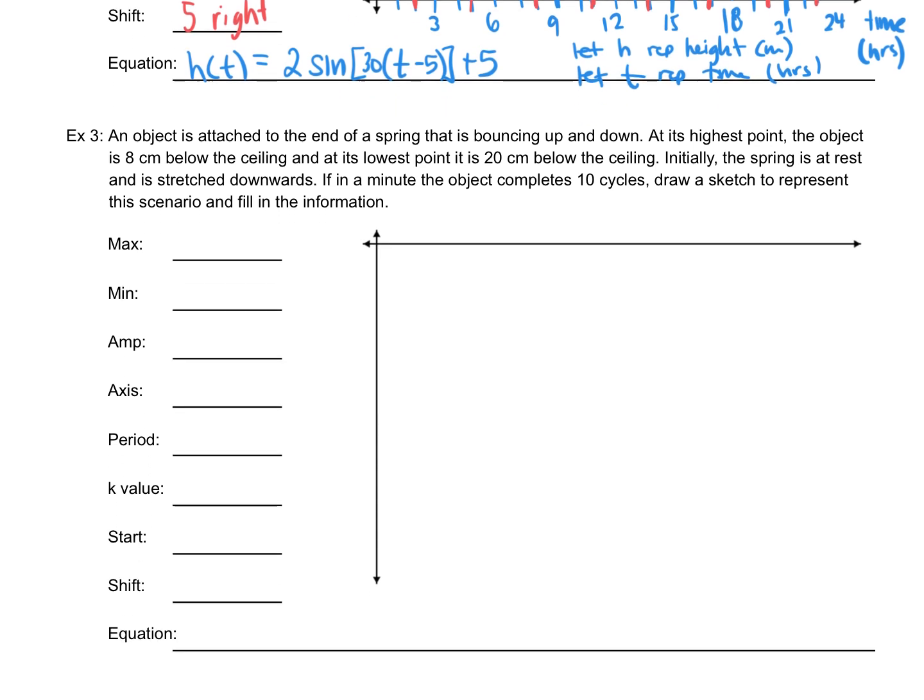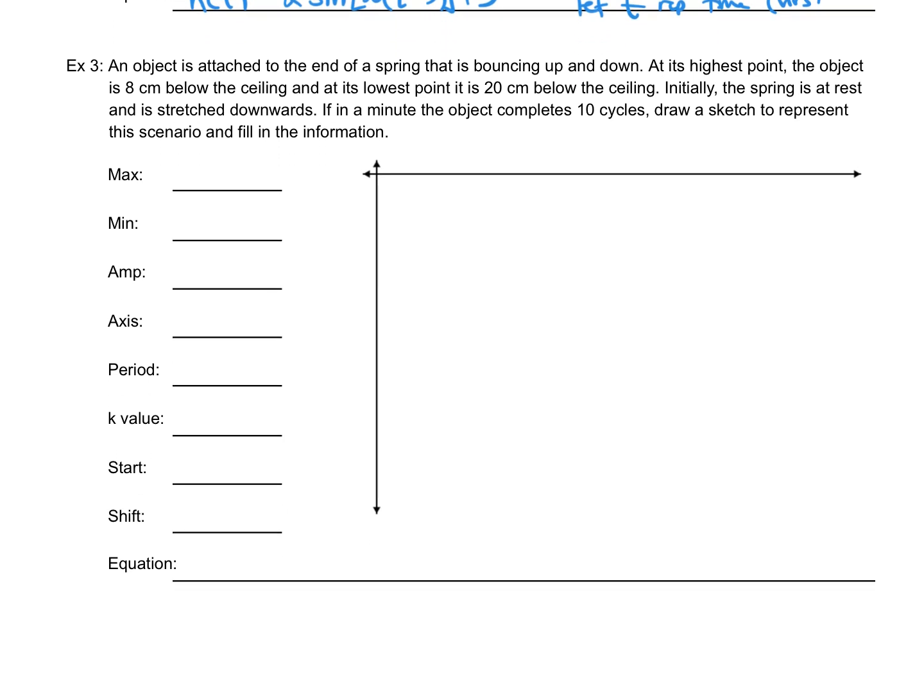Okay, let's try another type. An object is attached to the end of a spring that is bouncing up and down. At its highest point, the object is 8 centimeters below the ceiling, and at its lowest point, it is 20 centimeters below the ceiling. Initially, the spring is at rest and is stretched downwards. If in a minute the object completes 10 cycles, draw a sketch to represent the scenario and fill in the information.